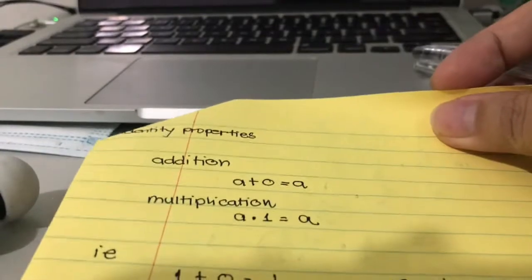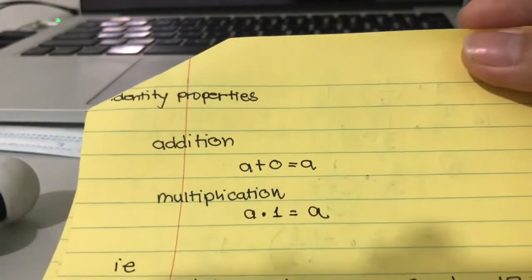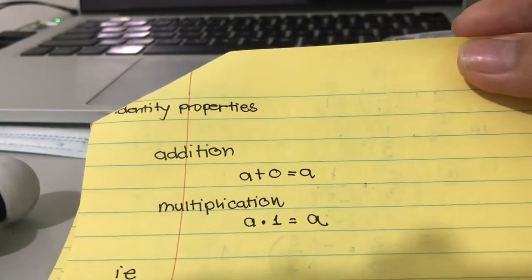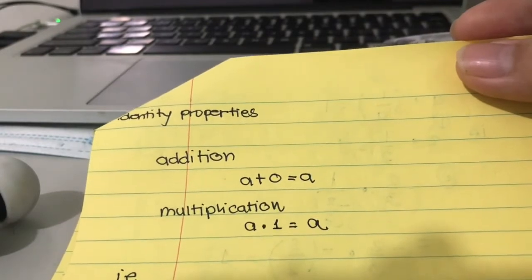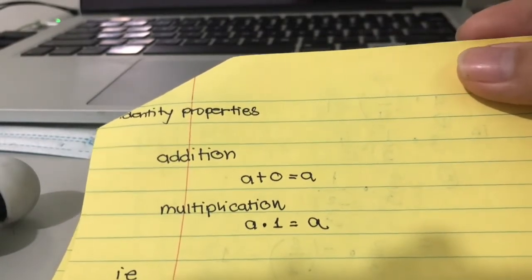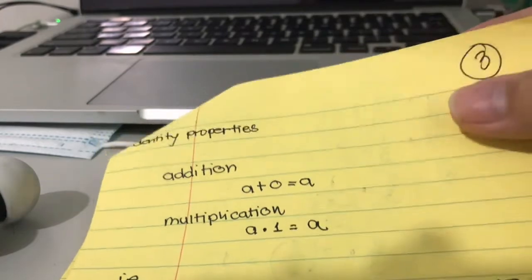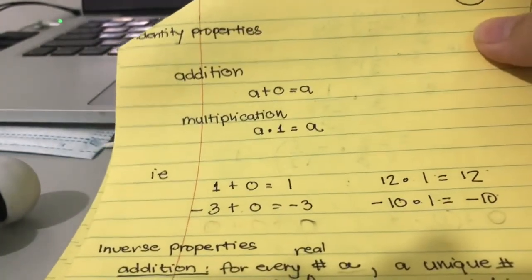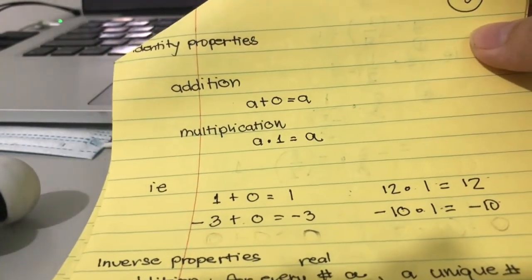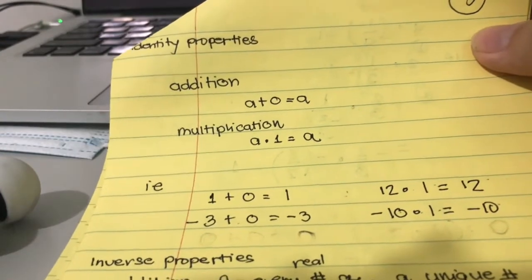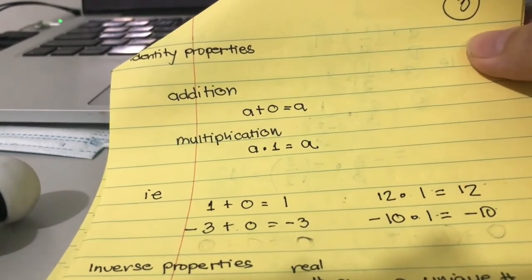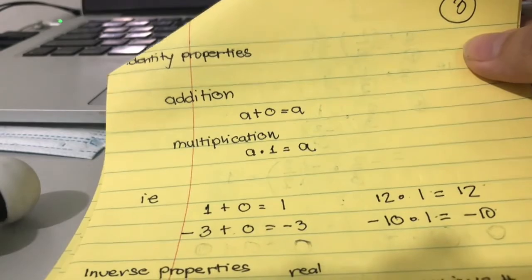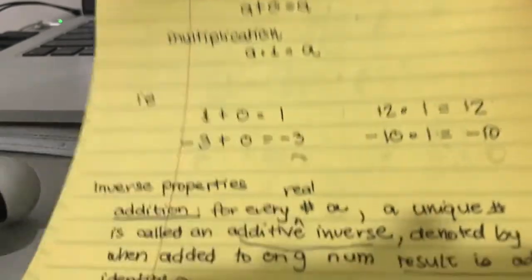Let's move on to the identity property. For the identity property, take note that in addition, a plus 0 is equal to a by itself. And in multiplication, a times 1 is equal to a. Just for example, 1 plus 0 is equal to 1. Negative 3 plus 0 is negative 3. 12 times 1 is equal to 12. And negative 10 times 1 is equal to negative 10.